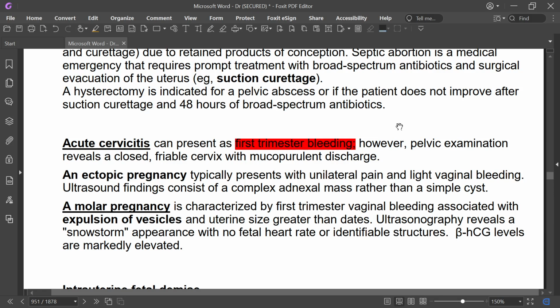Ectopic pregnancy typically presents with unilateral pain and light vaginal bleeding. Ultrasound consists of a complex adnexal mass rather than a simple cyst.